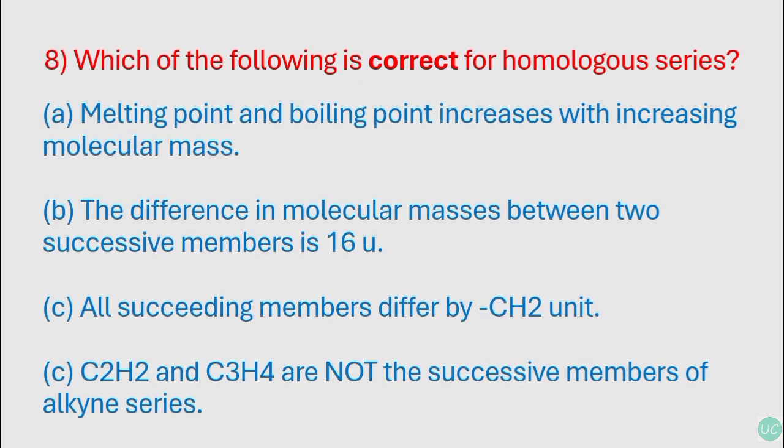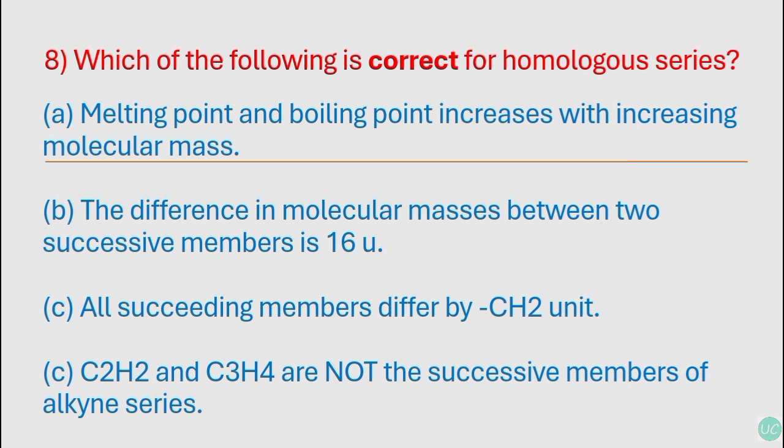Okay, our next question is which of the following is correct for homologous series? Option A, melting point and boiling point increases with increasing molecular mass. This is true. As the number of carbon and hydrogen increases, the melting point and boiling point also increase as compared to the previous molecule. Okay. B, the difference in molecular mass between two successive members is 16 units. This is wrong. The difference is 14 units as we have seen earlier.